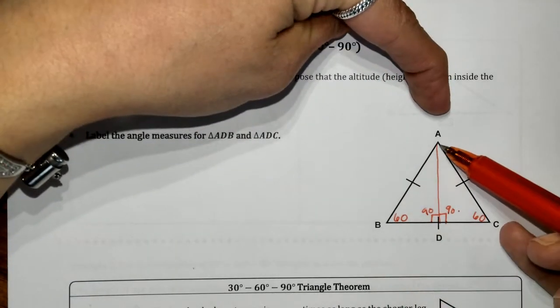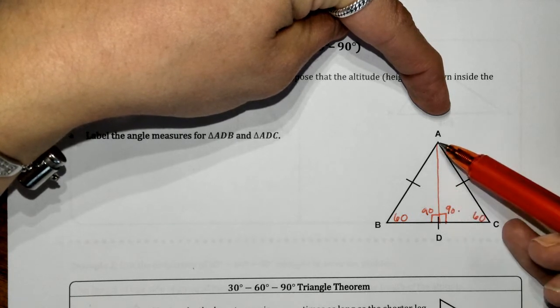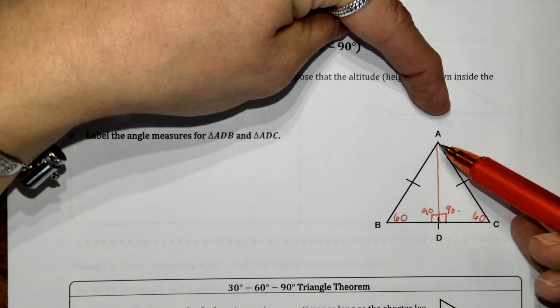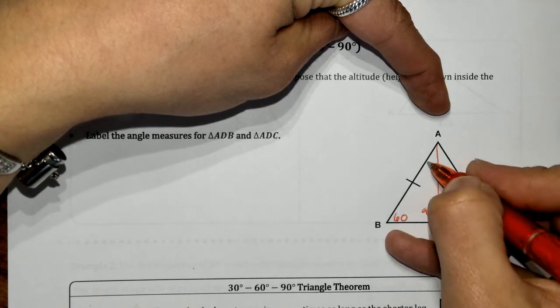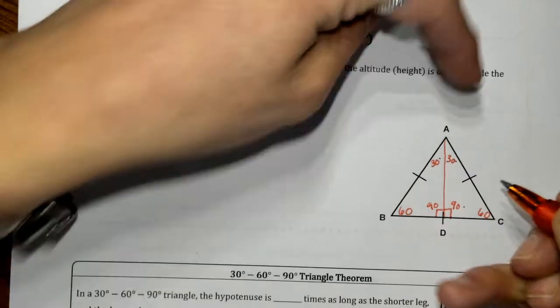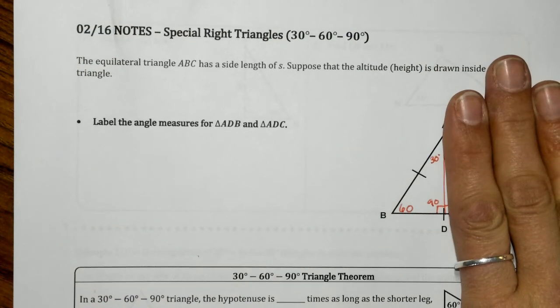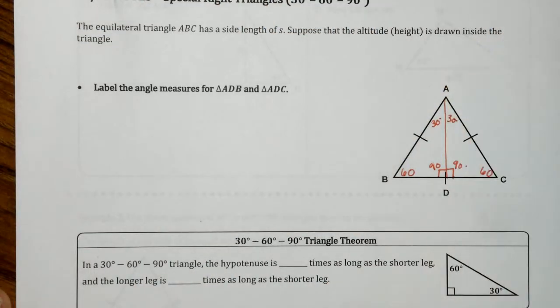Now, the angle up top is not 60 anymore because we have that altitude drawn. When you have an altitude drawn in an equilateral triangle, you're bisecting this angle up here, meaning this will now become a 30 degrees and 30 degrees. And this is where we get that 30, 60, 90 triangle. 30 degrees, 60 degrees, 90 degrees.